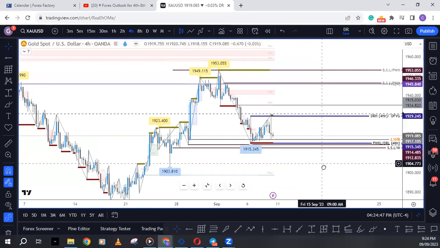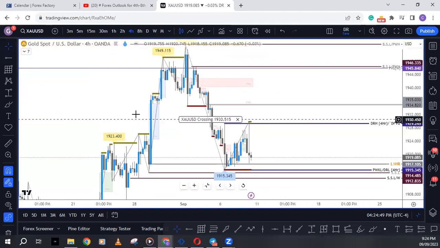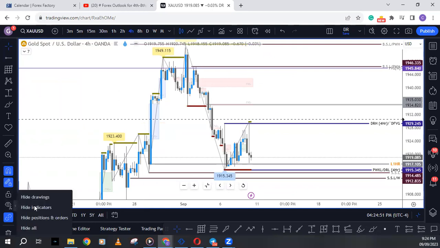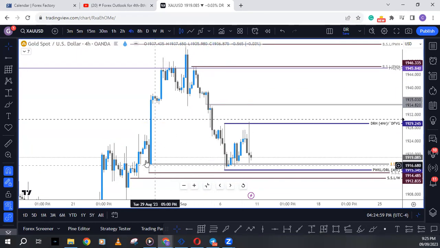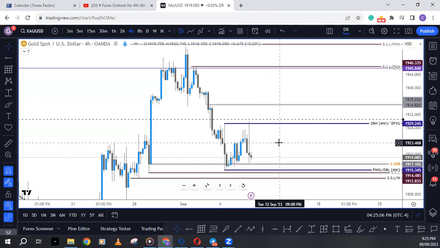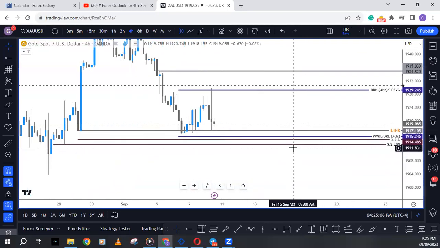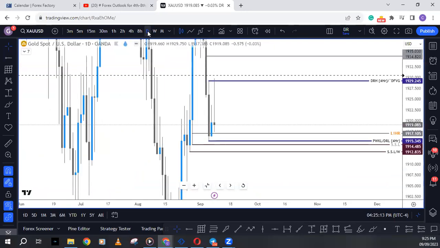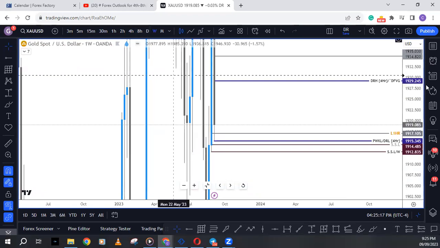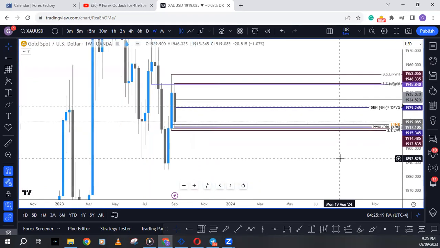So gold basically played out like we anticipated last week. There was that retracement, rejection from this area, and price is now within this bullish order block on the 4-hour time frame. We're looking at price now. If we look at price, let me go up to the daily. You won't see the range on the daily. The range is on the 4-hour time frame.